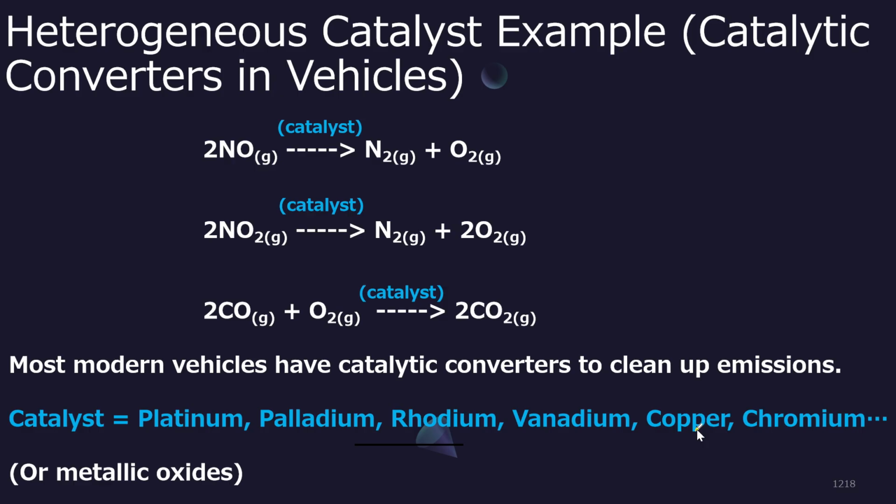What is the catalyst? It is usually some metal, maybe platinum, palladium, rhodium, vanadium, copper, chromium, some of the transition metals. Why are they good catalysts? We're not really going to go into detail here, but it has to do with the fact that they can form many bonds and they can have many oxidation states, 0, 1, 2, 3, 4, 5, 6, depending on the metal. And metallic oxides are sometimes used as well, copper oxide, iron oxide, various things. But I think all you need to know is basically what's on this slide. Don't memorize all the metals, just know that it's often a transition metal.